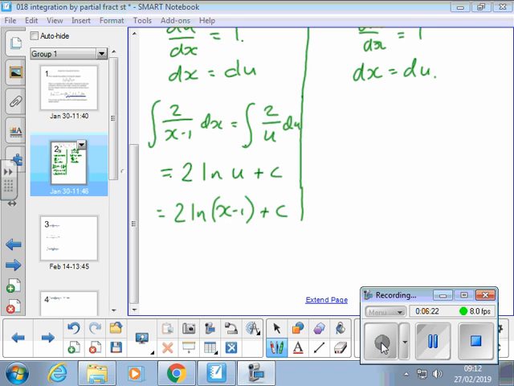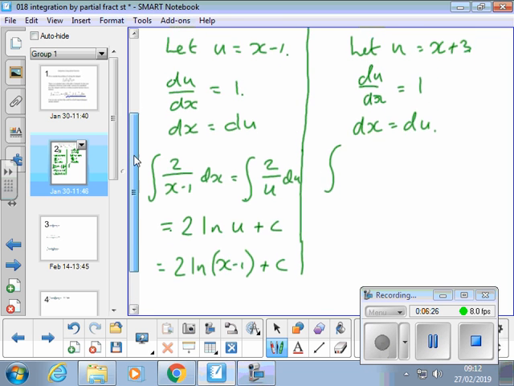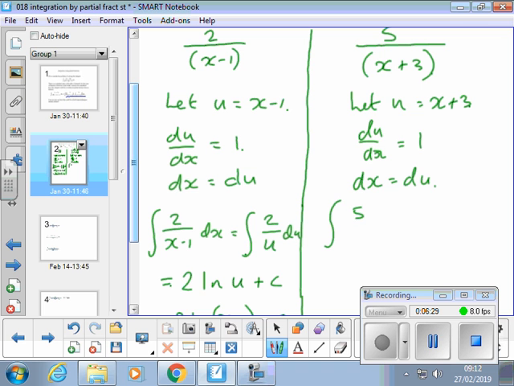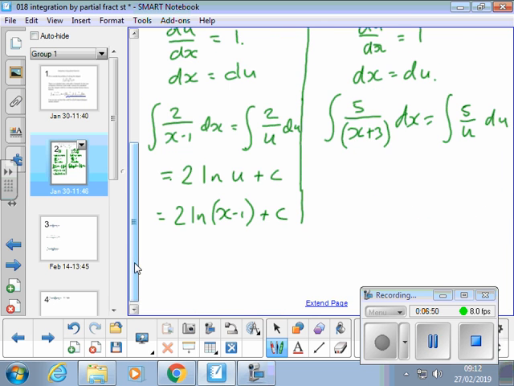Right, over this side, how do I carry this on? We're looking for the integral of 5 over x plus 3 dx is equal to the integral of 5 over u du, which is 5 ln u plus c. So which is 5 ln x plus 3 plus c.